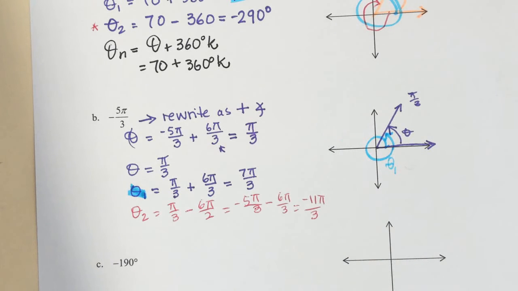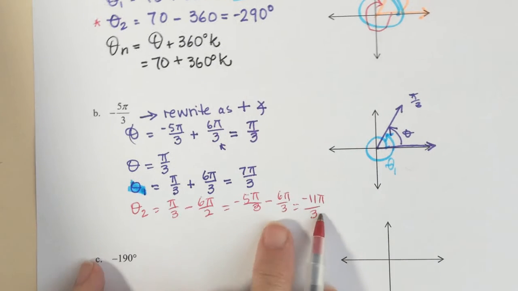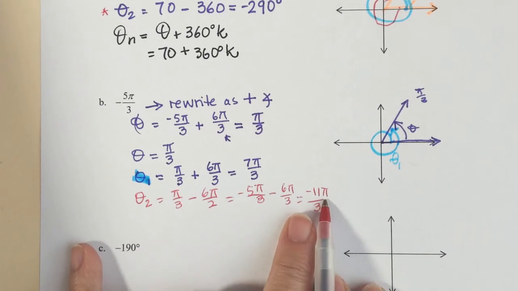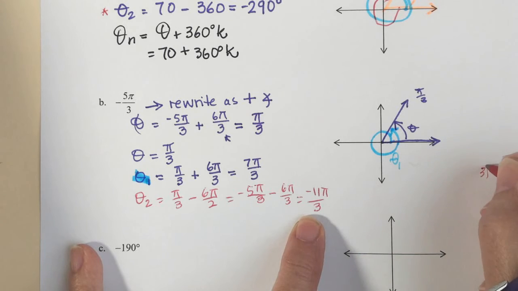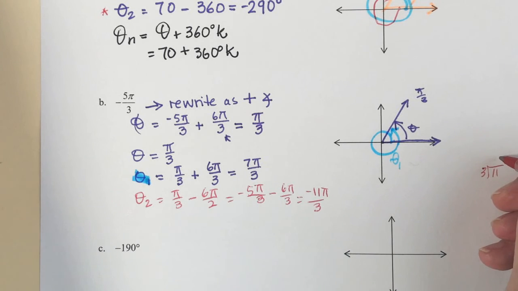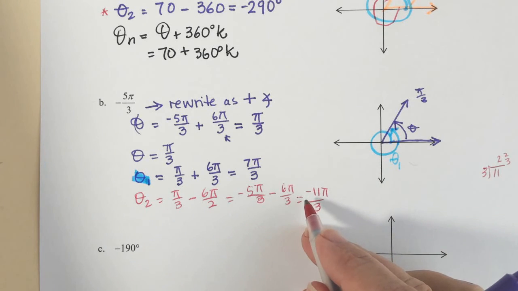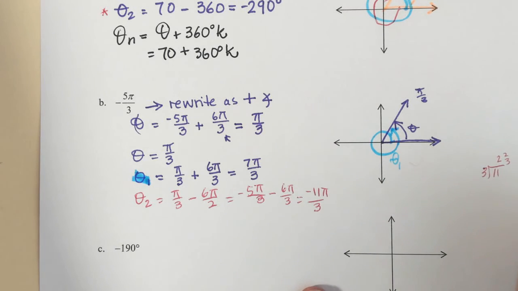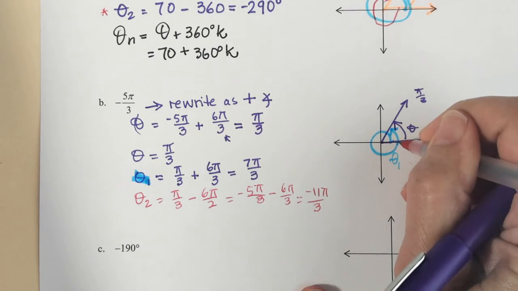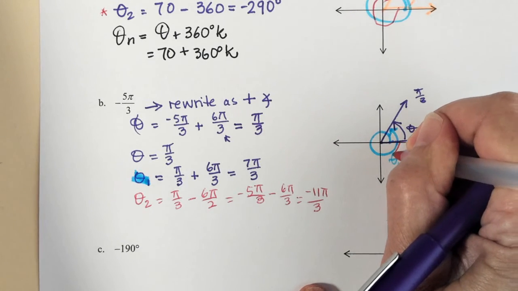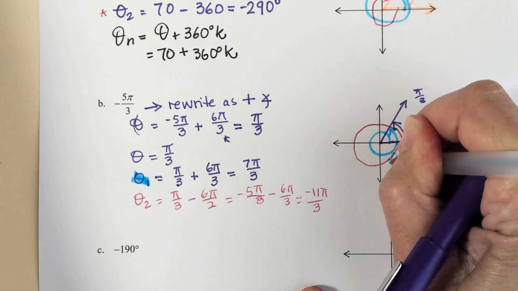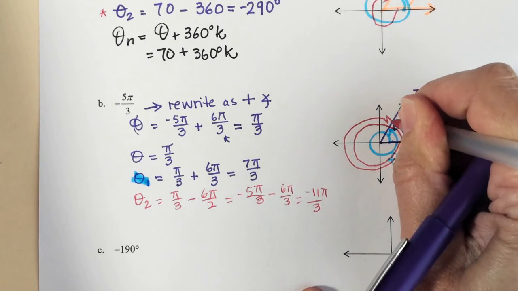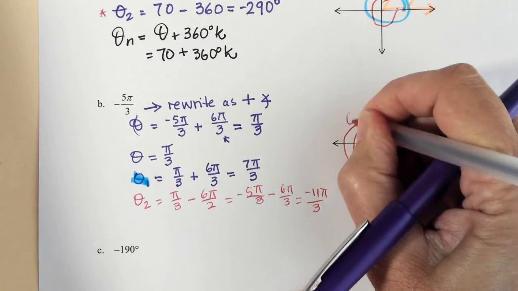And then my last example here is this negative 11 pi over 3. Well, if I do that, 3 divides into 11 3 times with 2 left over, so 3 and 2/3. So you'll see what happens. Remember, I'm going in a negative direction. So I'm going around in a clockwise direction, and then 2/3 back around. Okay, so I'm going right there, and that's my theta 2.